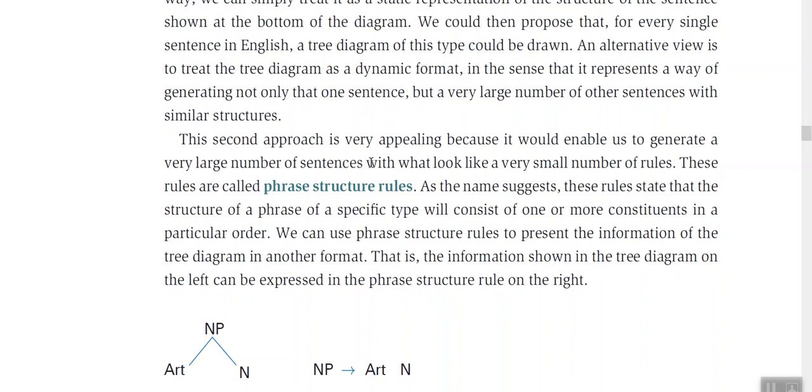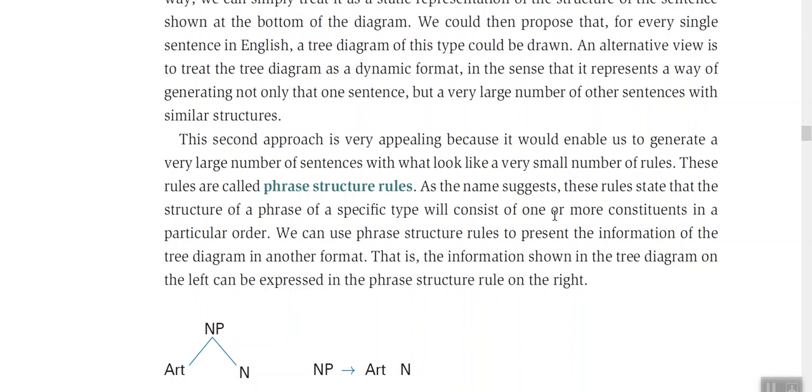So what is dynamic here? What is important from its name? When we say it is dynamic, it means what? It is generative. Dynamic, generative. Static means what? It is the opposite of dynamic. It means stable. But dynamic is generative. So this approach is very appealing because it would enable us to generate.